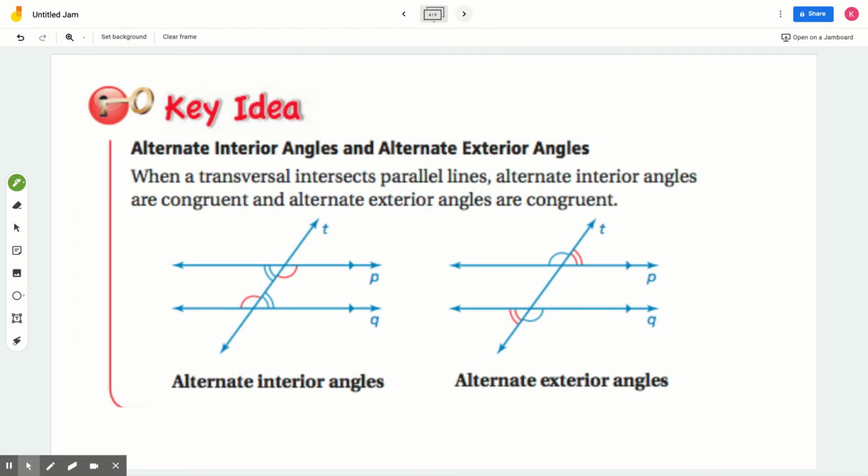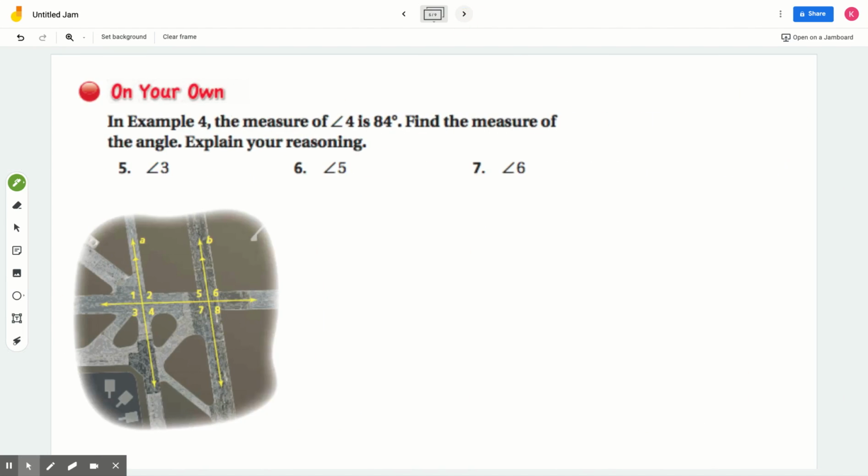Alternate interior and alternate exterior angles. When a transversal intersects parallel lines, alternate interior angles are congruent and alternate exterior angles are congruent. We can see here that they have marked those to show us that those angles are congruent to each other. Remember, congruent means equal. In example 4, the measure of angle 4 is 84 degrees.